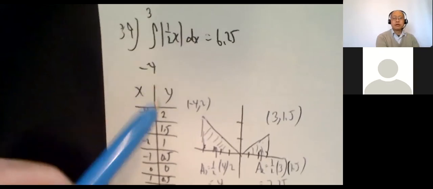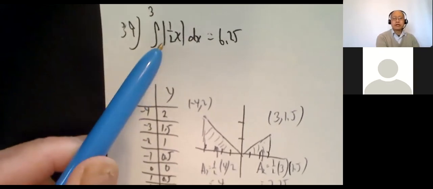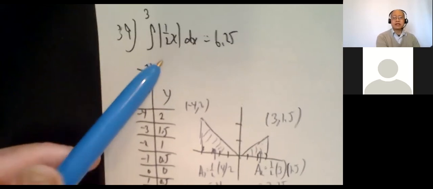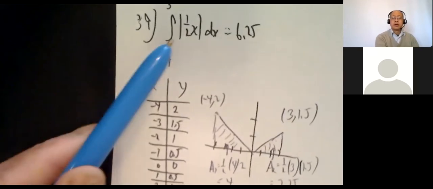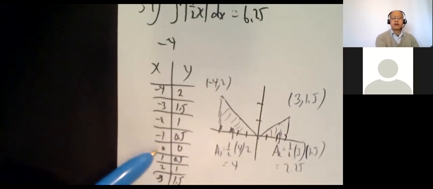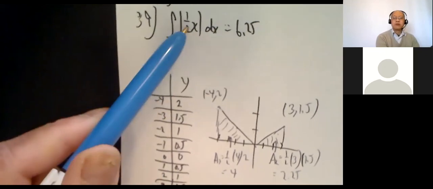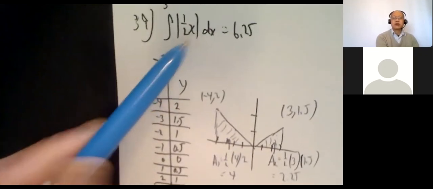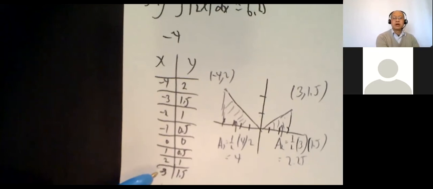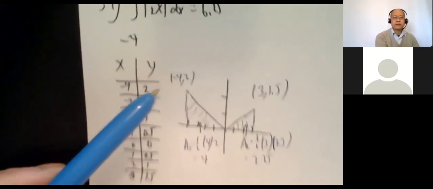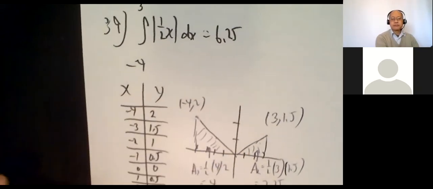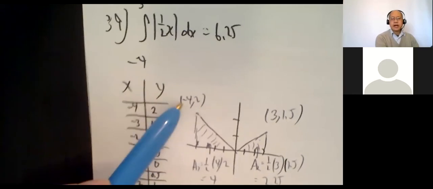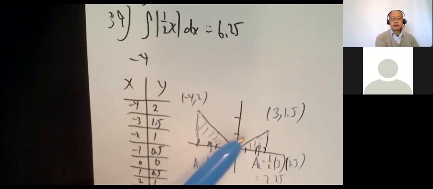So -4 gives me 2. -3 gives me 1.5. Remember, absolute value means it isn't going to come out to be negative. -2 gives me 1. -1 gives me 0.5. 0 gives me 0. 1 gives me 0.5. 2 gives me 1. And 3 gives me 1.5. Okay, so in any event, here is roughly the picture. Key points: -4, 2; 0, 0; 3, 1.5.